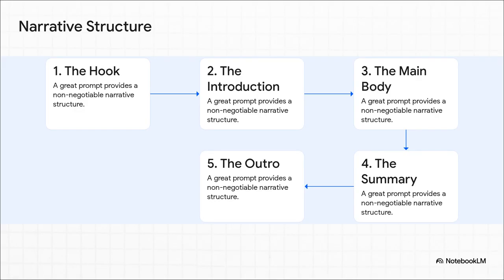Okay, look at this. A great prompt gives the AI a narrative structure that is totally non-negotiable. It specifies the exact flow of the script. You need a hook to grab attention, then a clear intro, a detailed main body, a tight summary, and a killer outro. This isn't a suggestion, it's a command. And because of this, the AI has this perfect scaffold to build on, making sure the final content flows logically and keeps you hooked from the first second to the last.